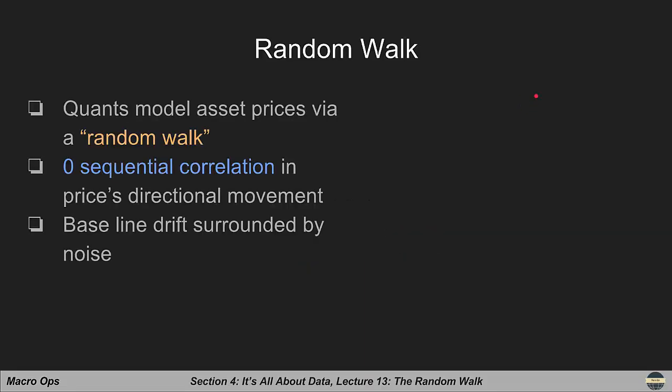So the random walk is something that the quant finance community has used to model asset prices. You can think about it as someone that's drunk stumbling on the street from one point to the other with no rhyme or reason. They're just sort of on this path where their prior actions have nothing to do with what they're doing going forward. And this prior movement having no consequence on future movement is called zero sequential correlation. So quants think that the market's solely comprised of pure noise with a long-term baseline drift.